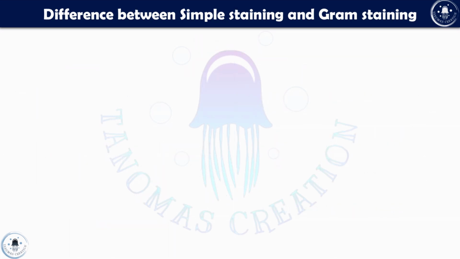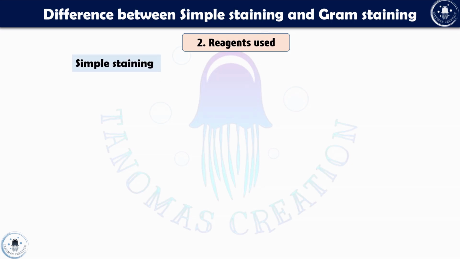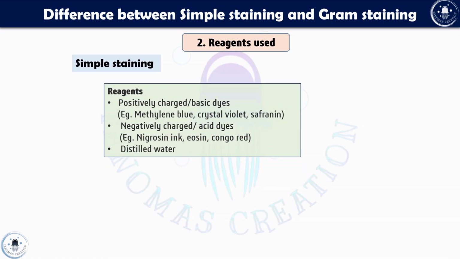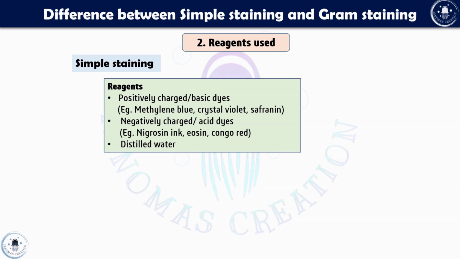Now coming to the second aspect, which is the reagents used. What reagents are needed to carry out these experiments? For simple staining, from the name we can already understand that the reagents or the procedure might be simple as well. In this staining, you can use either a positively charged dye or a negatively charged dye. There is no need to use two types of dyes, only one type of dye, either a positively charged or basic dye, or an acidic dye, and distilled water. Only two reagents are used.